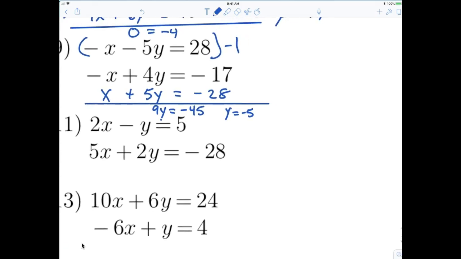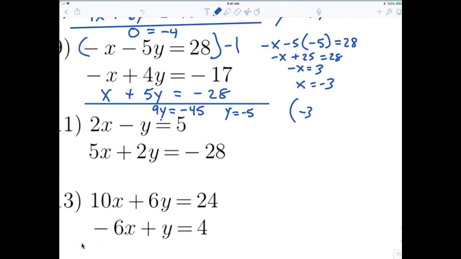So it says, now please pay attention. -x minus 5 times what? -5 equals 28. -x, what? Plus 25 equals 28, right? So -x equals 3, so x equals -3. So what's my answer? Beautiful. -3, -5.